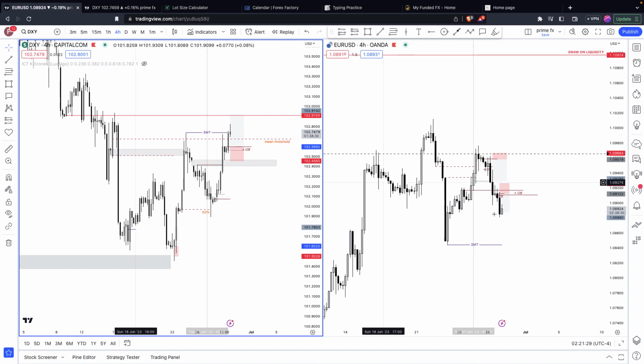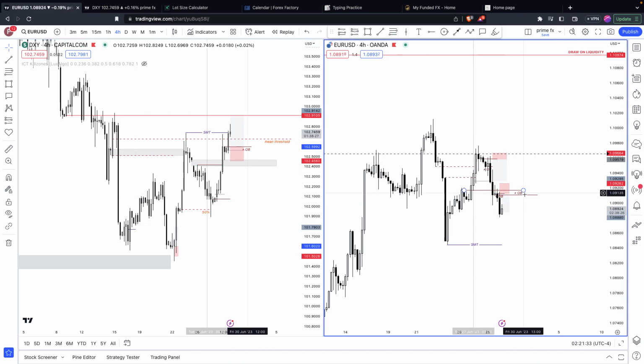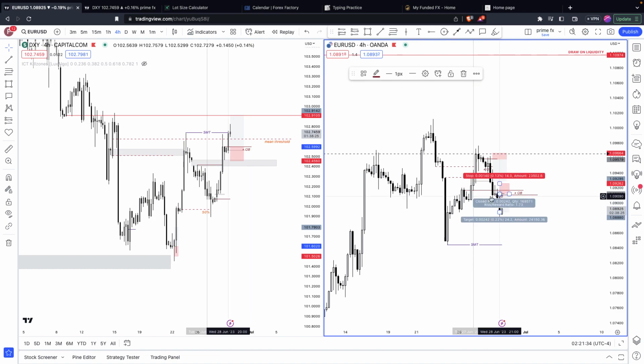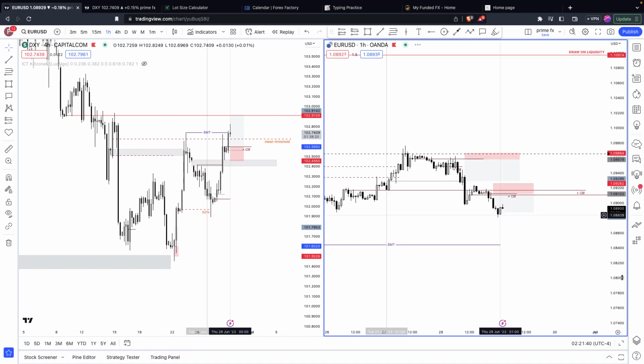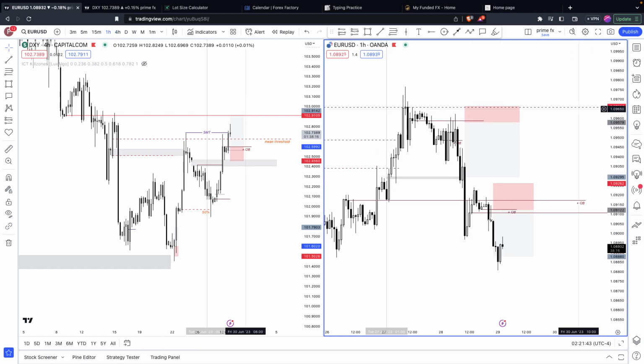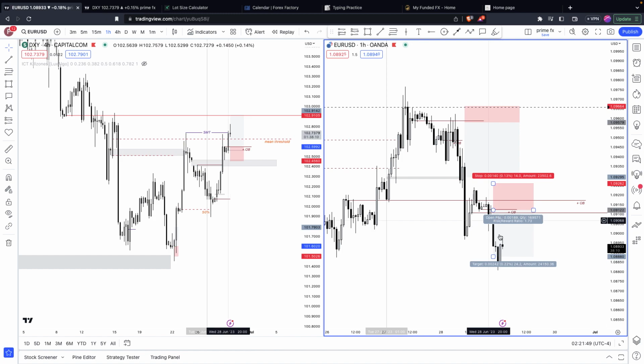I'll also be looking to take the trade at this other block, which is this small tiny one. I might refine it, or I'm still considering how I'm going to take this trade. It might be this area that I'll be looking to take the trade, or I'll just take the trade over here. So it depends. I'm looking at what price is going to do today before I take the trade.